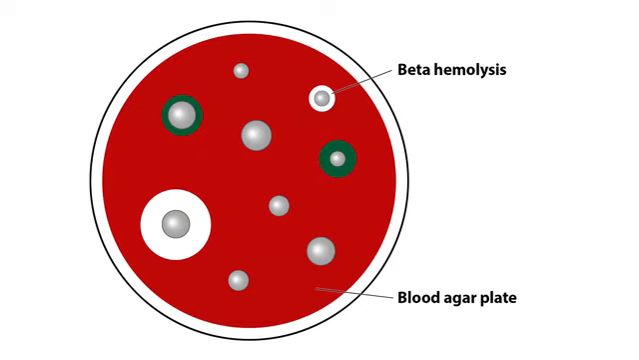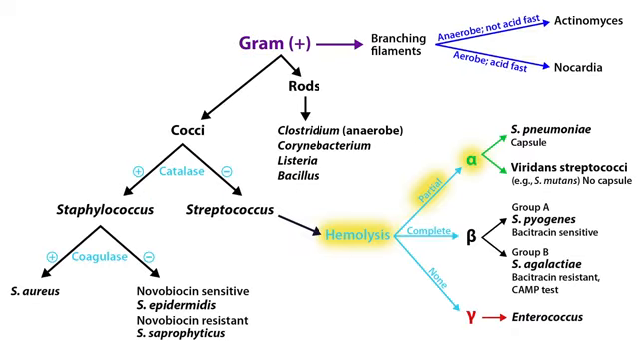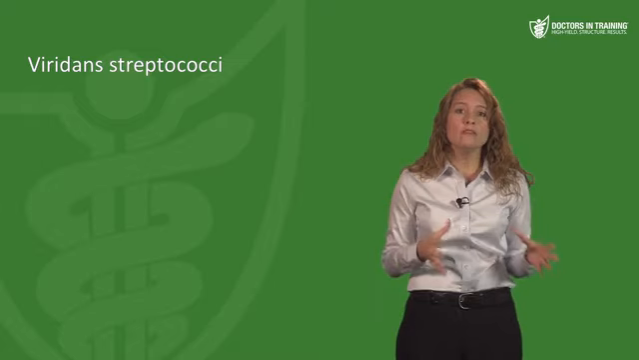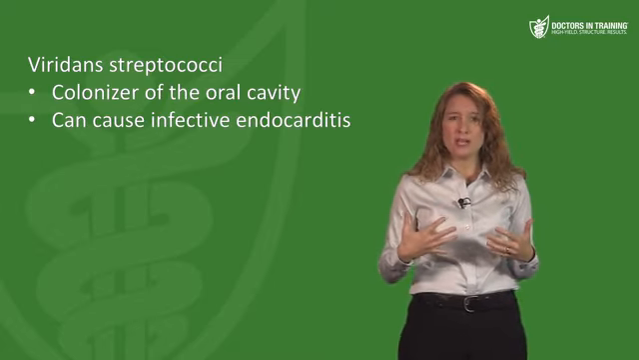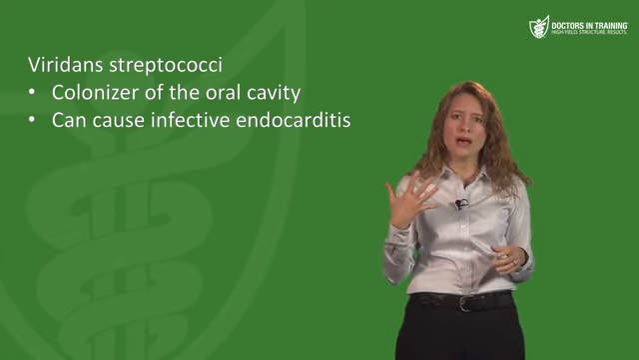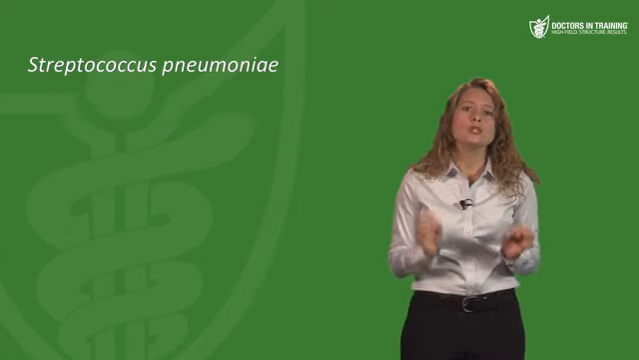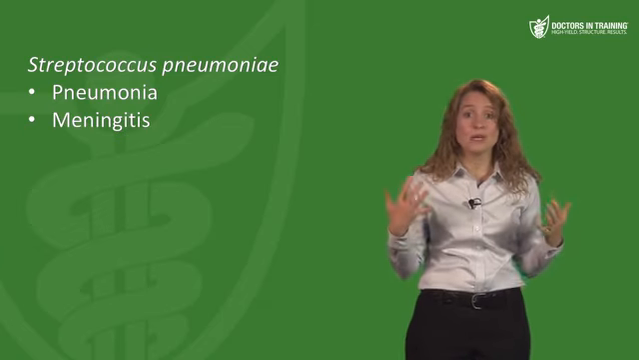Now, if you get partial hemolysis, you'll see a little green circle around the colony, and this is called alpha hemolysis. I want you to think of 2 types of strep when you see alpha hemolysis. One is strep viridans and the other is strep pneumoniae. Now, viridans actually means green and refers to that green alpha hemolysis that you see in strep viridans. Strep viridans is a colonizer of the oral cavity and can cause infective endocarditis in patients that have poor dentition or after dental procedures. Strep pneumoniae can cause pneumonia and meningitis.